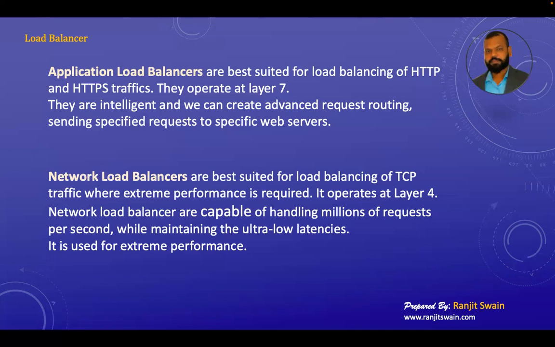The application load balancer works on HTTPS traffic, that is layer 7, whereas the network load balancer works on TCP traffic, and this is network layer 4. The network load balancer is capable of handling millions of requests per second, which cannot be achieved in an application load balancer. So in real time, based on your requirement and your applications, you have to set up the load balancer accordingly. Most companies go with the application load balancer.